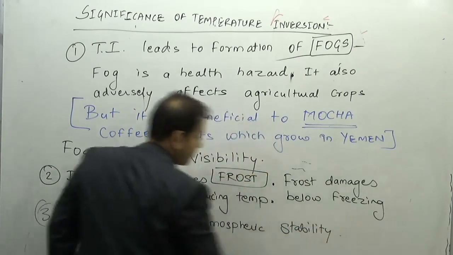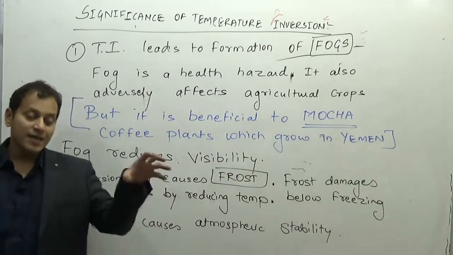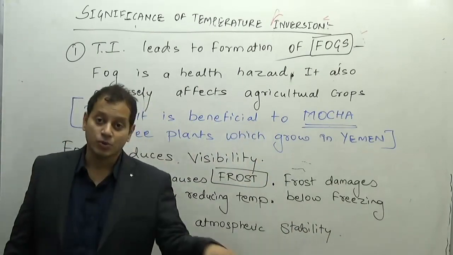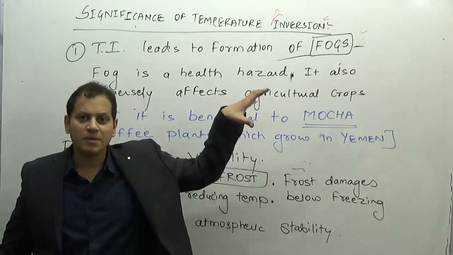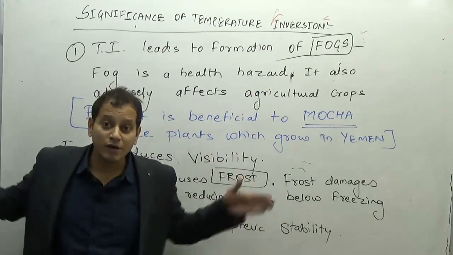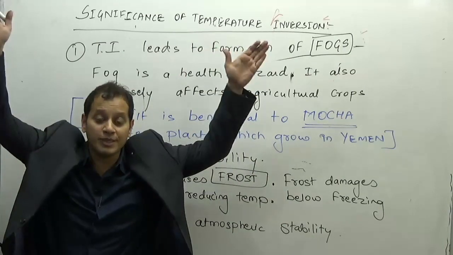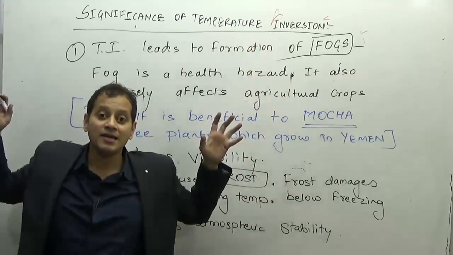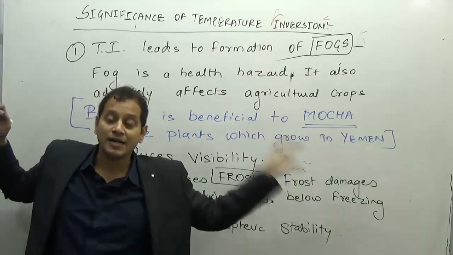Inversion causes atmospheric stability. What do you mean by stability in the atmosphere? It means a condition where there is no rainfall. Why is there no rainfall? Because the cold air is below, warm air is above, and there is stability in the atmosphere. Rainfall will occur when the air keeps on rising upwards, there is high humidity, and there is vertical movement of the air resulting in high humidity, high temperature, and rainfall.